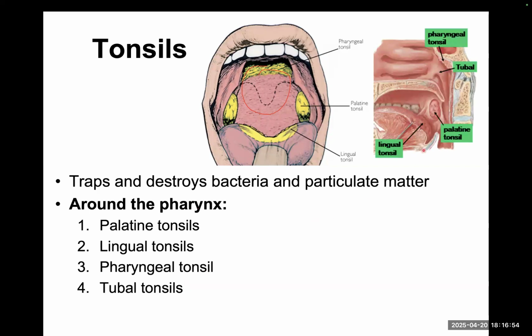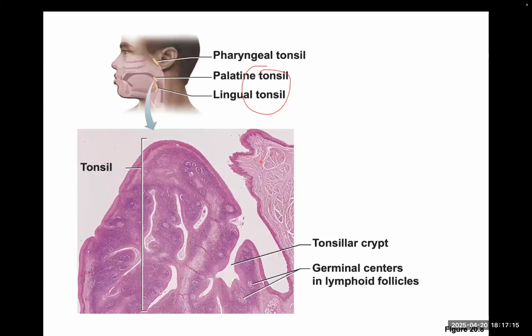So these are the tubal tonsils that you can see here. The tubal tonsil is going to be in the pharynx. Then we have the histology of the tonsils. This is what it looks like under the microscope. I don't think we have this slide, so don't worry about it. We do have a model of a head cross section that shows all the tonsils. So you'll need to memorize all these different kinds of tonsils.